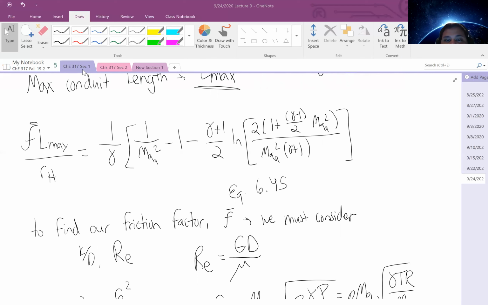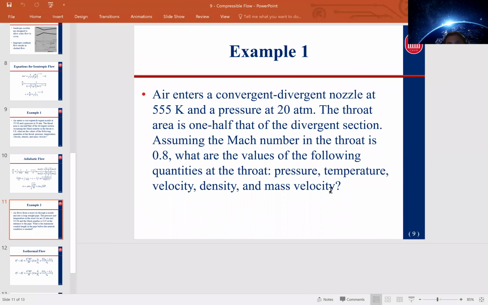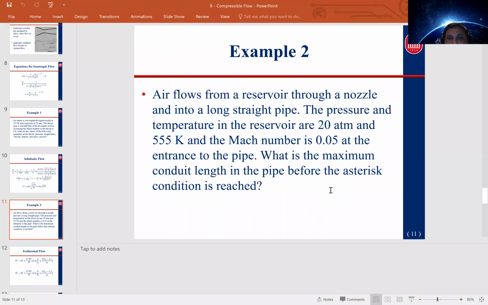All right. So let's take a look at an example. Let's say air flows from a reservoir through a nozzle into a long pipe. The pressure and temperature in the reservoir are 20 atmospheres and 500 Kelvin, and the Mach number is 0.5 at the entrance to the long section of pipe. What is the maximum conduit length in the pipe before the asterisk condition is reached? And we have to worry about dealing with the unfortunate reality of choke flow.